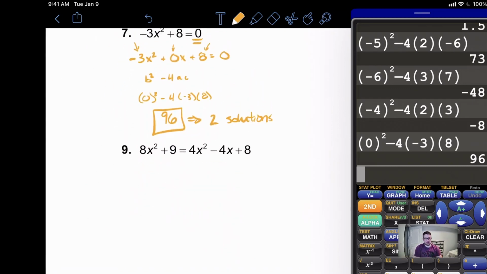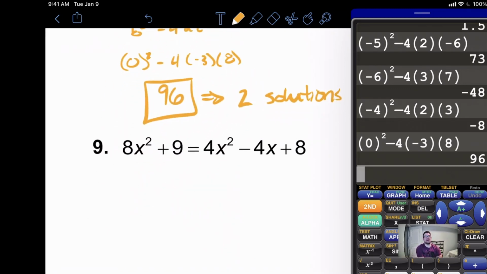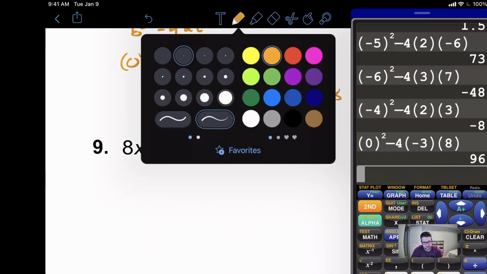Let's look at problem number 9. Definitely looks like the hardest one at this point. Now, notice how we're not equal to 0 right now. So we're going to have to make it equal to 0 in order to be able to solve this. Now, there's kind of two approaches. You can either move everything over to the left side, or you can move everything over to the right side. It doesn't matter which one you choose to do. So I'm going to move everything over to the right side because I would only have to move 2 things versus moving 3 things. So a little bit less work.